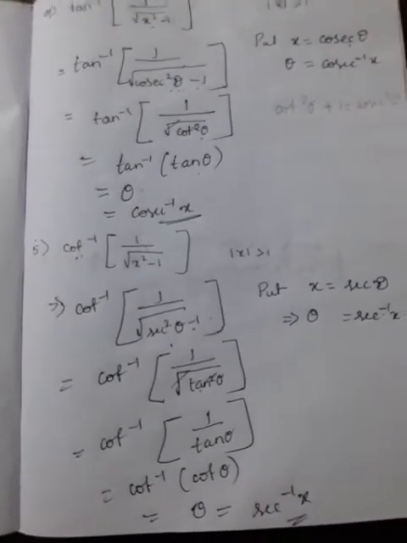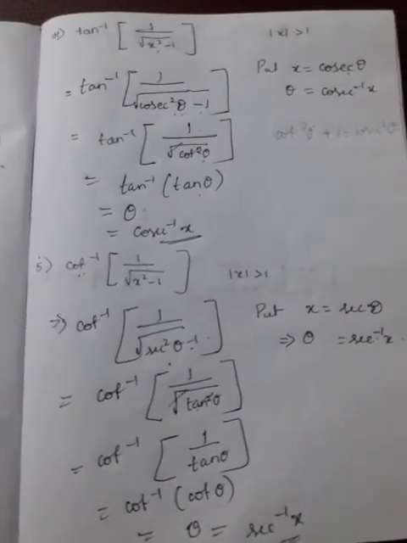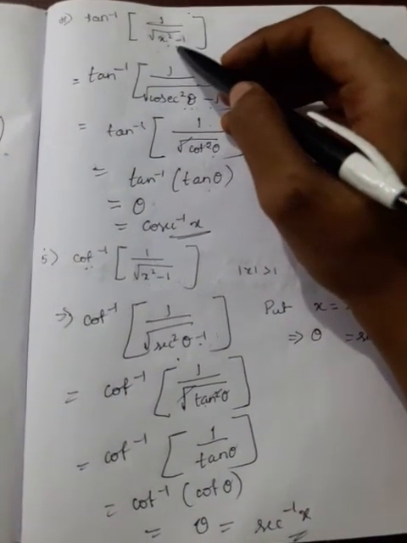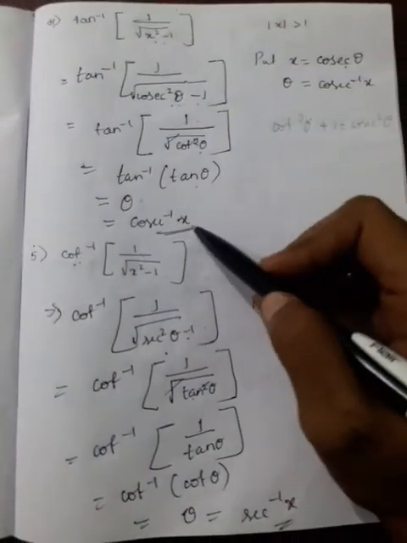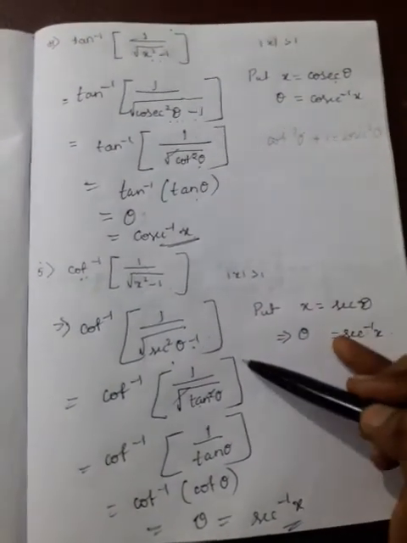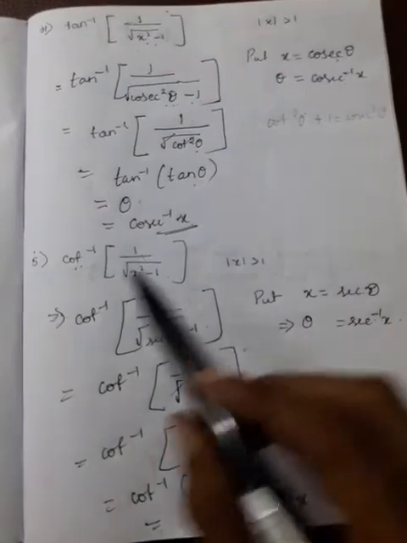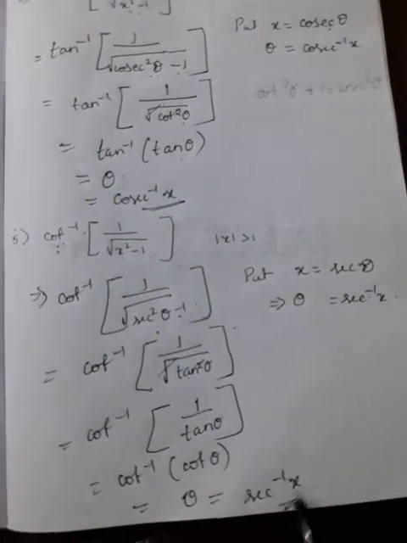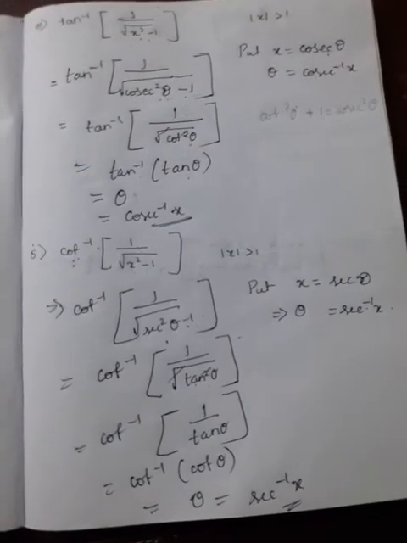Understood? These two are a similar problem. Either they ask to prove tan inverse of 1 by square root of x square minus 1 is equal to cosecant inverse of x, or simplify this one. For this problem also they can ask to prove that cot inverse of 1 by square root of x square minus 1 is equal to secant inverse of x. Okay.